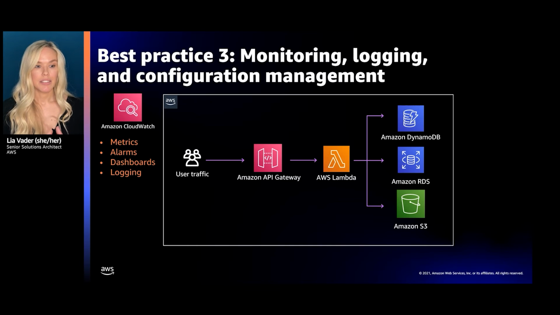So, the first service we want to look at is CloudWatch. There are a few components to CloudWatch. We have metrics, we have alarms, we have dashboards, and we have logging. Metrics are for each individual service. Like for Lambda, this would be things like duration and invocations. And for API Gateway, it would be things like 5xx errors and latency. And so we want to continue to monitor and alarm on our important metrics.